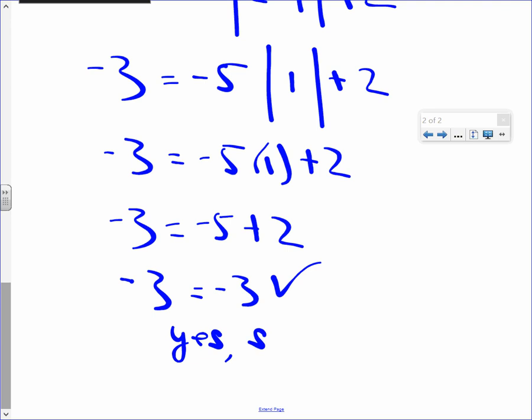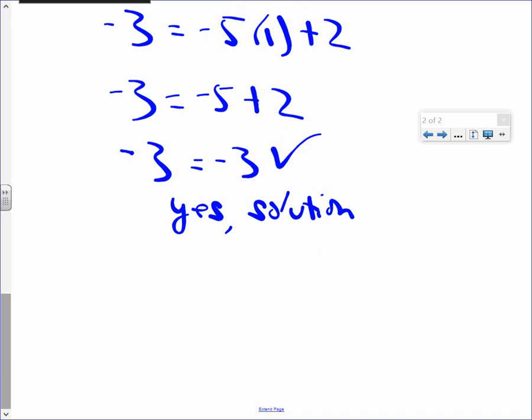Order of operations, don't upset Sally. We have to multiply before we add. Careful there. We got negative 3 equaling negative 5 plus 2, because negative 5 times 1 becomes negative 5. So negative 3 equals negative 3. It satisfies, put yes, solution.